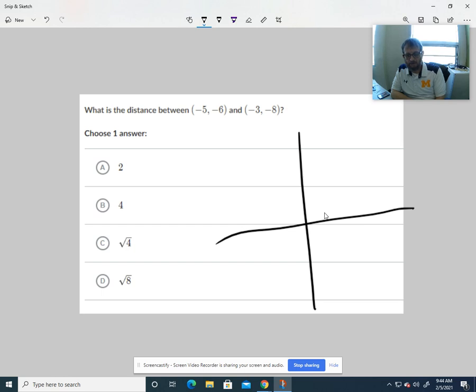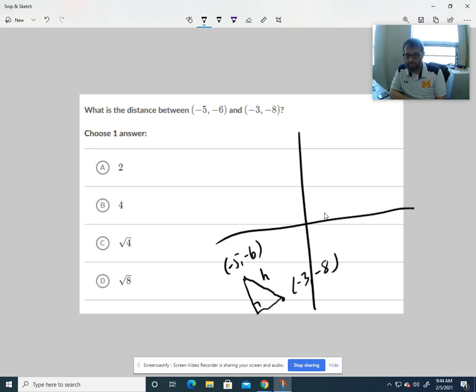Okay, so -3, -8 is down here somewhere. -5, -6 is here somewhere. That's the length I want to know. That's my H or my D. Now I just need to talk about what my changes are. So I've got to make my little right triangle here.